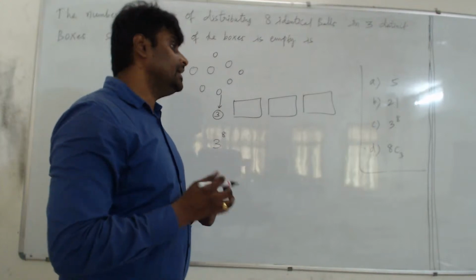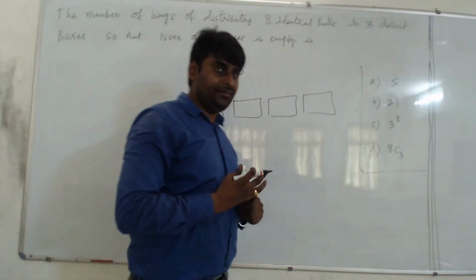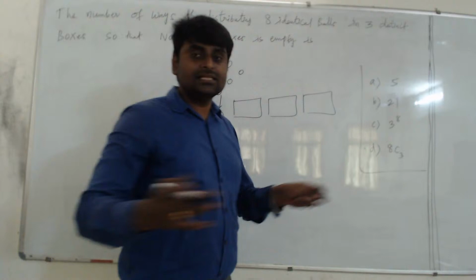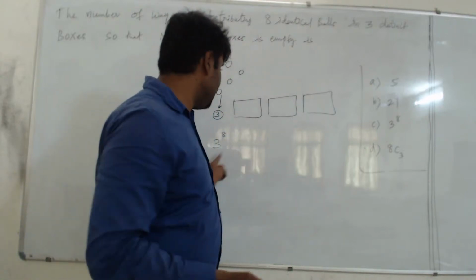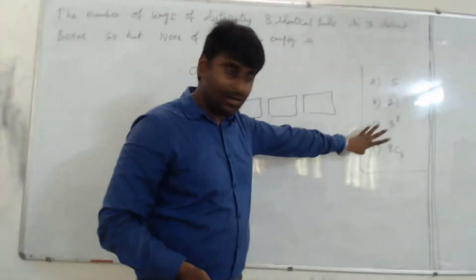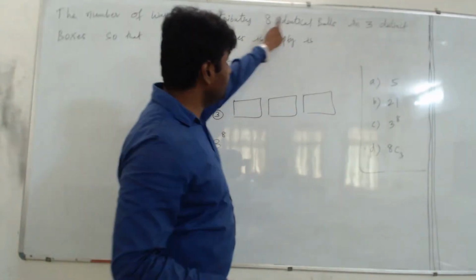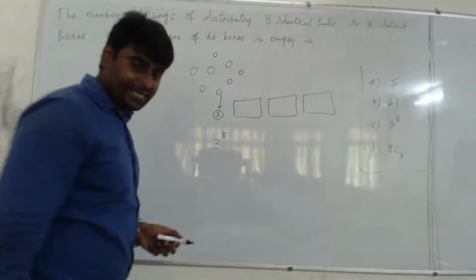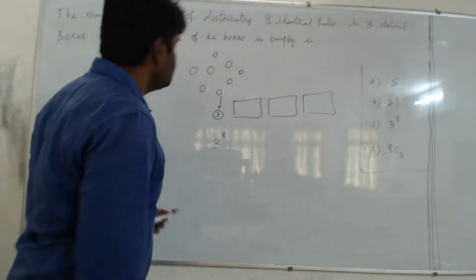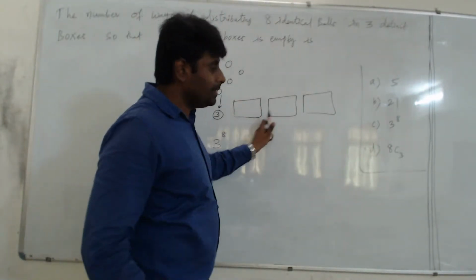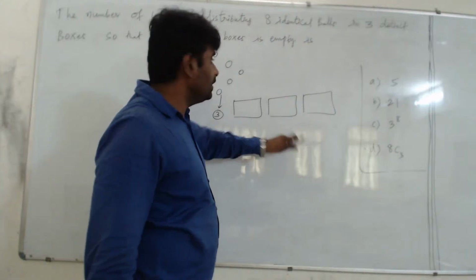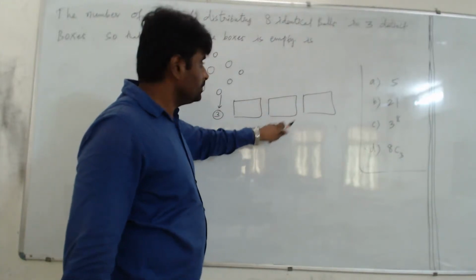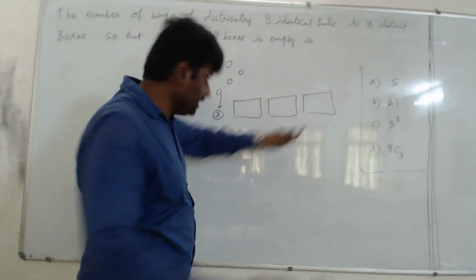So when you are given 8 different balls, how many ways can we place 8 different balls in 3 boxes? Simply 3^8. Okay, but here 8 identical balls were given. So when you are given 8 identical balls, we need to write the possible number of ways we can distribute them to each of these boxes. Okay, we'll see now.